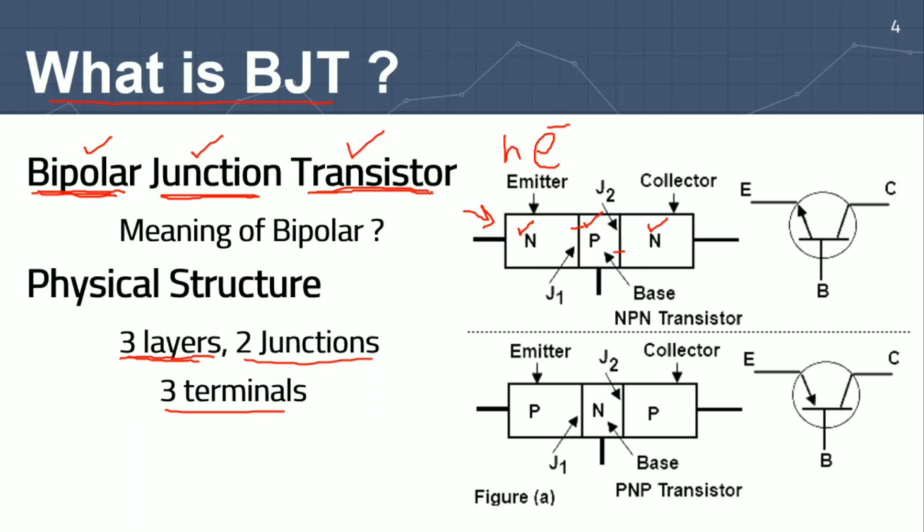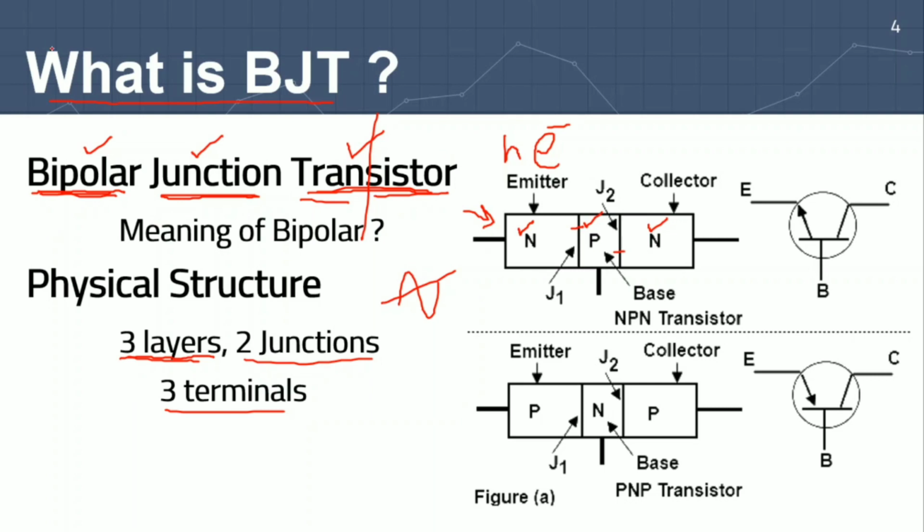Now coming to the last term, which is transistor. What is transistor? If I break this transistor into two parts, it becomes transfer of resistance or transfer of resistor. So what is it transferring here? That is the signal. Whatever signal you send, the signal is transferred from the region of high impedance to the region of low impedance. This is what the transistor term indicates.